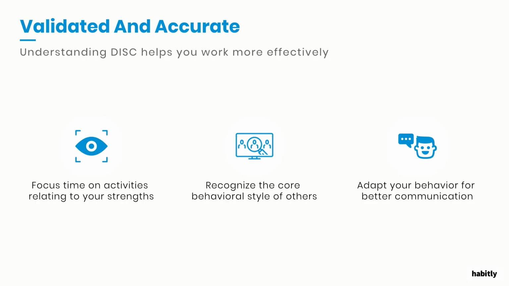What we're looking to do is, how do we apply what we learn? Number one, we're going to focus our time on activities related to our strengths. We want to build on our strengths. We don't take these assessments to identify our weaknesses and then beat ourselves up. We also want to apply what we learn to recognize the core behavioral style of others, because we may need to adapt how we behave differently with different people, so we have better communication, we work with them more efficiently, more effectively.